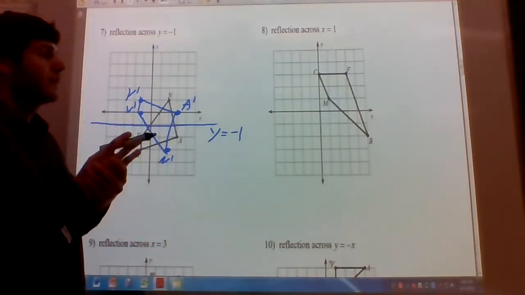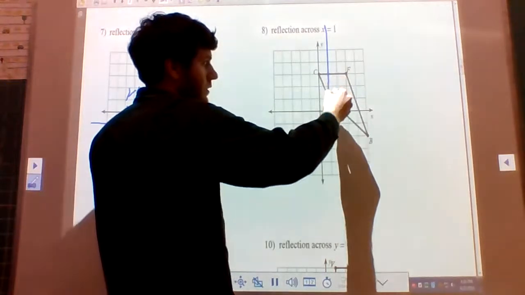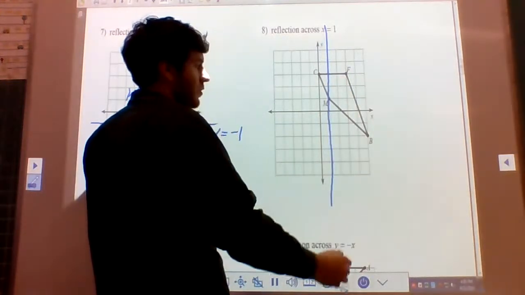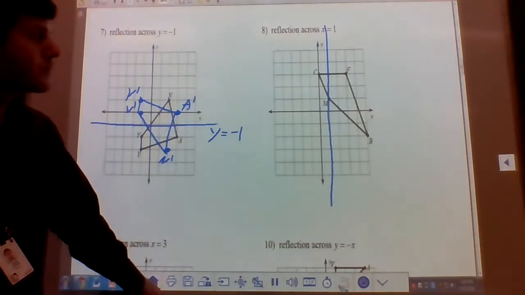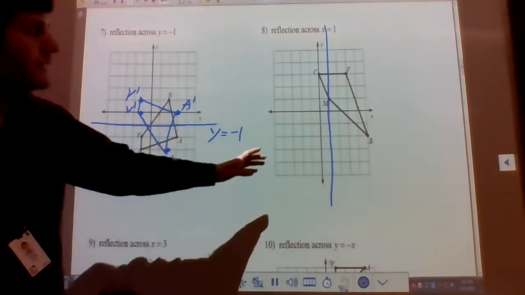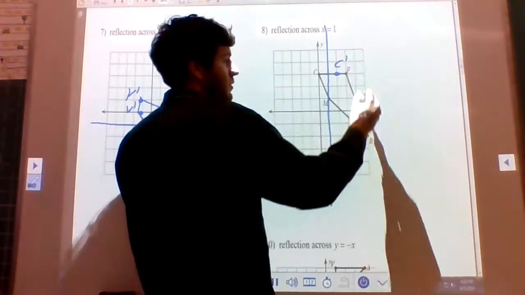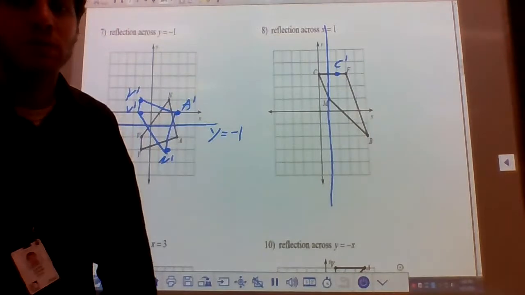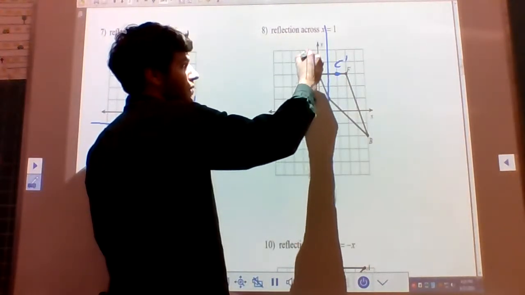8, we're reflecting across the line x equals 1. So here's x equals 1, so it's going to be a vertical line. It doesn't matter what the y value is, how big or small y is. x is still going to be 1. Okay. So C is 1 unit to the left, so C prime is going to be 1 unit to the right. F is 2 units to the right of the line, so F prime is going to be 2 units to the left of the line.